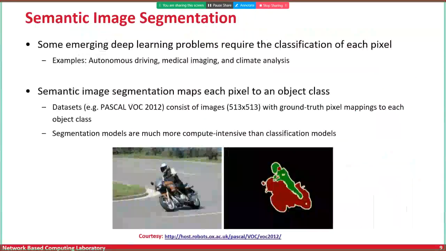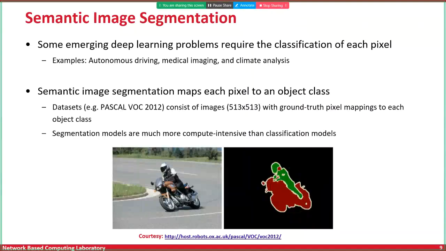Semantic image segmentation is a problem that we wanted to solve here for distributed training. It requires classification of each pixel. Examples of new problems include autonomous driving, medical imaging, and climate analysis, which motivated the problem we solved. It requires mapping each pixel to an object class, as you can see in the figure here, which is an example data sample from the Pascal segmentation dataset.